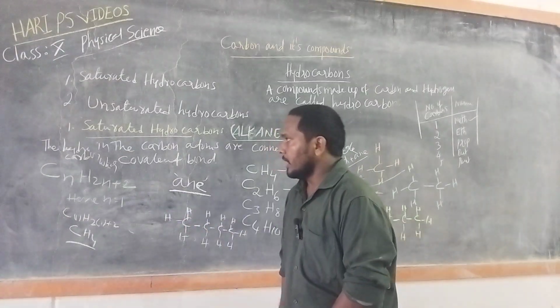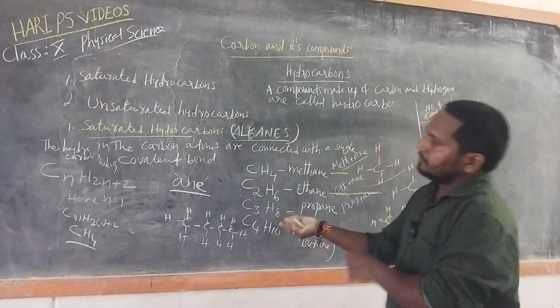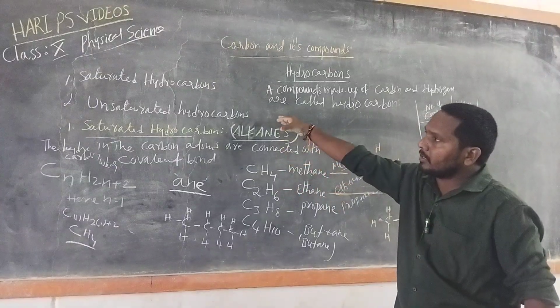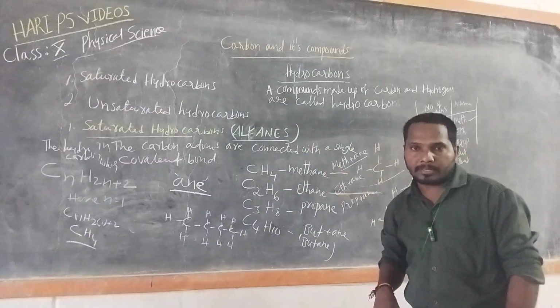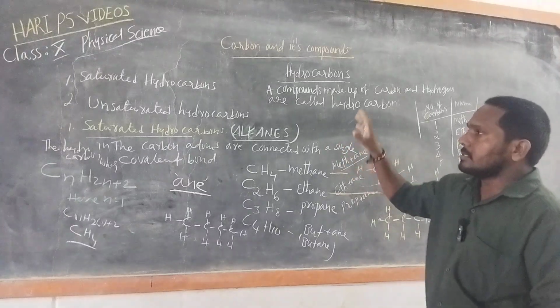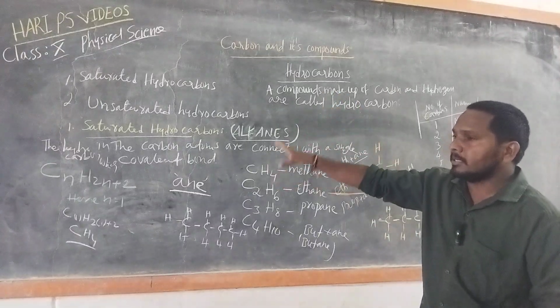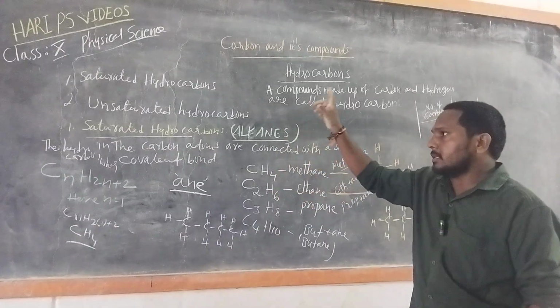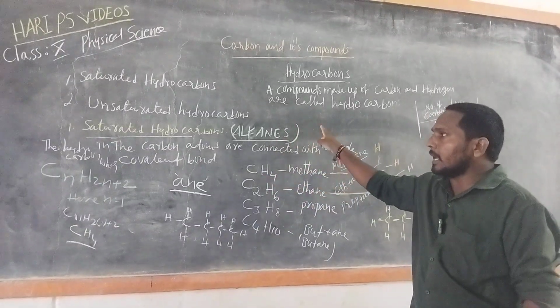CnH2n+2. Here, let us discuss homologous series after the unsaturated hydrocarbons. I hope you understood saturated hydrocarbons. Saturated hydrocarbons have only single bonds between the carbons. Such compounds are called alkanes.